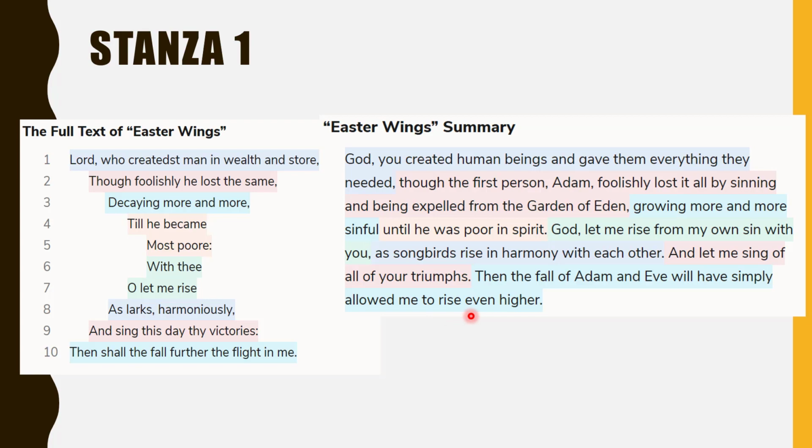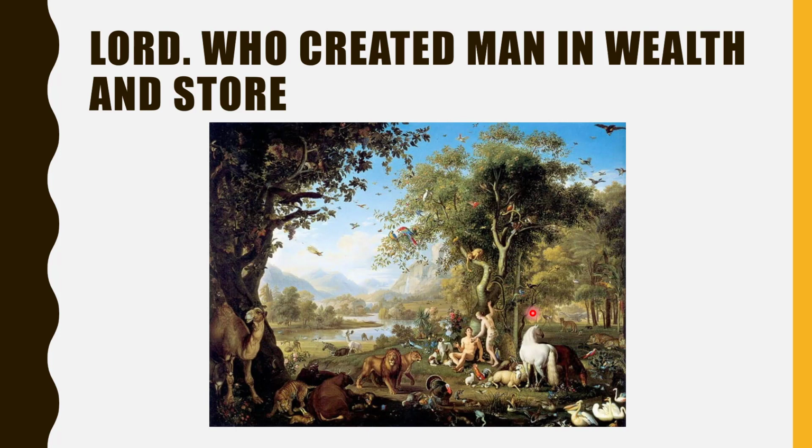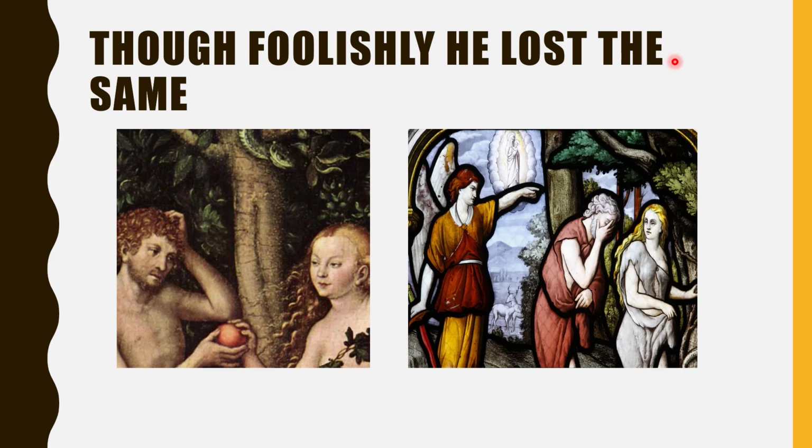So let's go through each line of stanza one step by step. So, "Lord, who created man in wealth and store." So God created Adam and Eve and gave us everything we needed in the beautiful garden of paradise. "Though foolishly, he lost the same." So by sinning and eating the forbidden fruit, Adam and Eve were expelled from the beautiful garden and lost everything that God had given them.